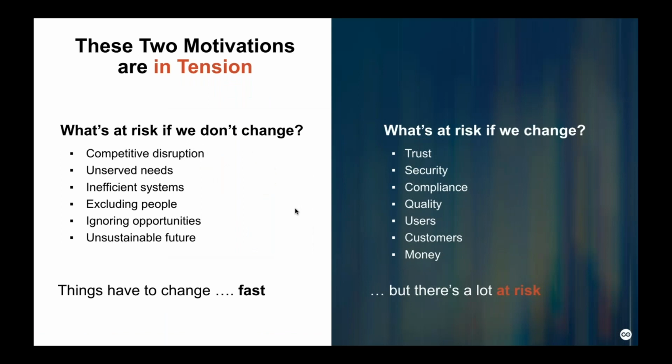But looking a little bit more at these motivations being in tension, there are risks if teams don't change. Their companies are at risk of competitive disruption. There are unserved needs for users. They may have inefficient systems. People may be excluded. You may be missing opportunities. And so there's definitely a very legitimate reason why companies need to change their IT systems. But there are risks associated with change. There's risking the trust of the users, security, compliance, quality, and money. If you take down a production system, there's a lot of risk involved in all of that. So that's where the tension came from, Andrew.